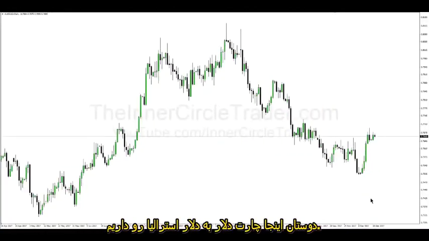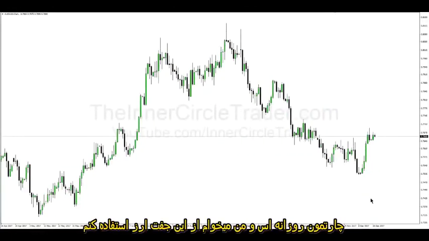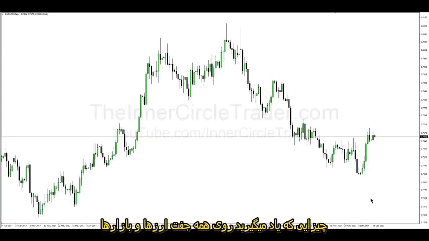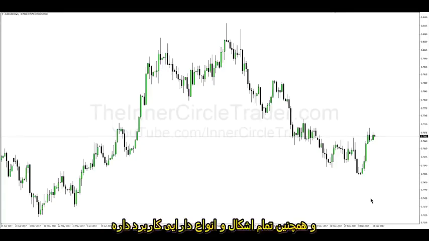Okay, folks, we're looking at the Aussie dollar. This is a daily chart, and I'm only going to be using this currency pair. This works on all currency pairs, all markets, all asset classes as well.